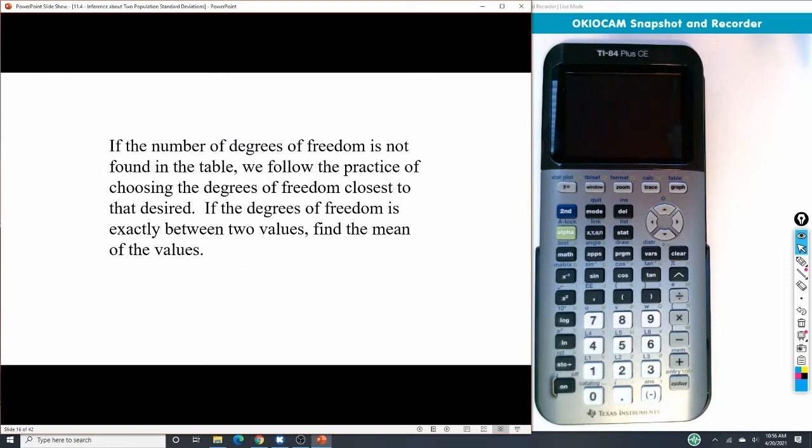Now, if the number of degrees of freedom is not found on your table, we just get the closest thing to it. We always do it that way.